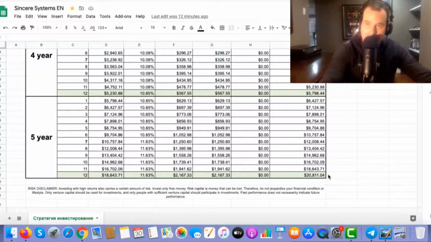The risk that this will not happen is 6.56%. The odds of you getting the $20,800 are 93.44%. So there are way more odds, over 90% more odds, of you making money in Sincere Systems than you losing money.